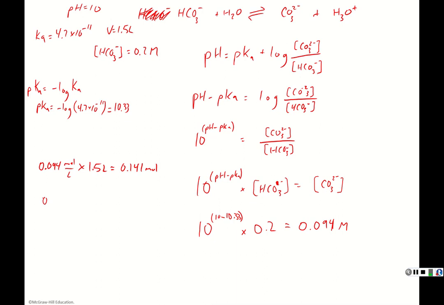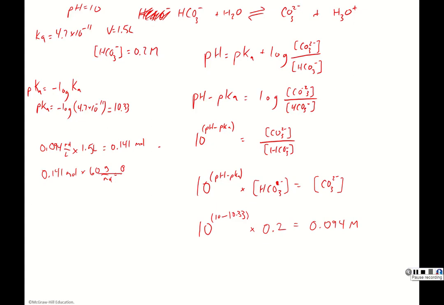Right, and then you would take that number of moles you need, multiply that by your molecular weight of your CO3. So if I calculated that right, it should be about 60 grams per mole for CO3 2-. So this gives us 8.46 grams of base that we'd have to add to our solution to get that desired pH.